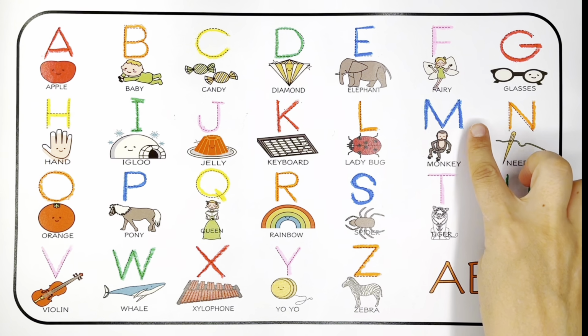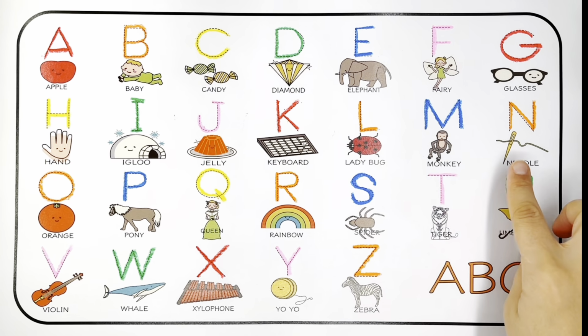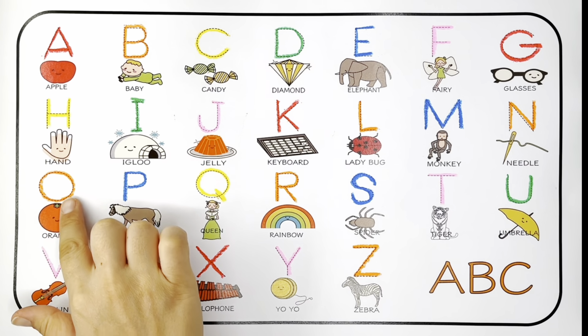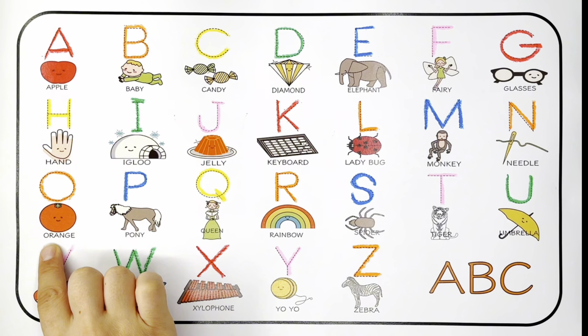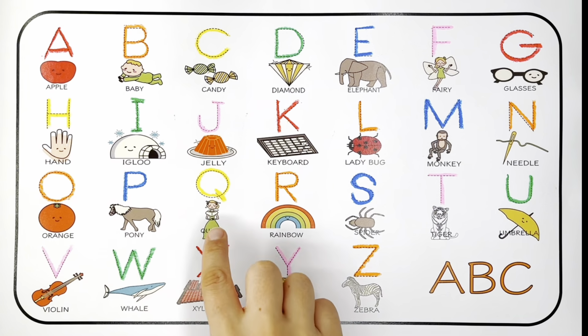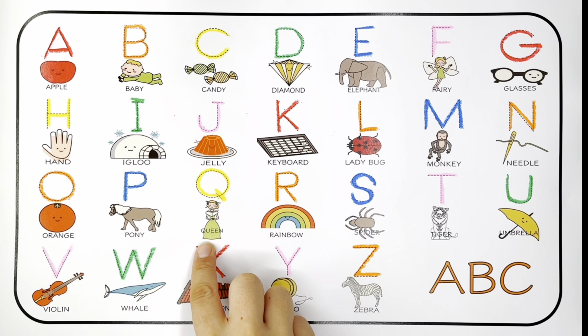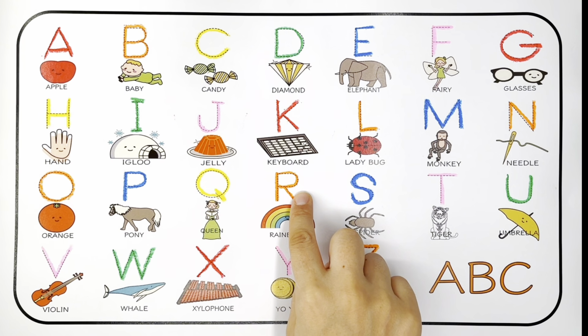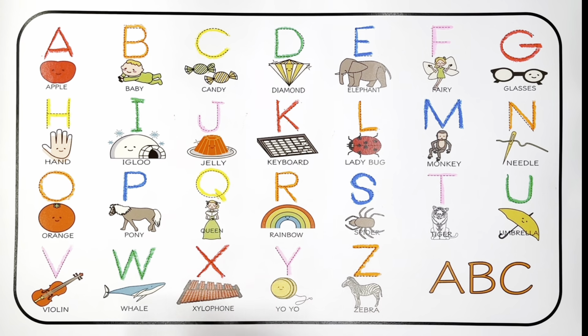M. M is for monkey. N. N is for needle. O. O is for orange. P. P is for pony. Q. Q is for queen. R. R is for rainbow.